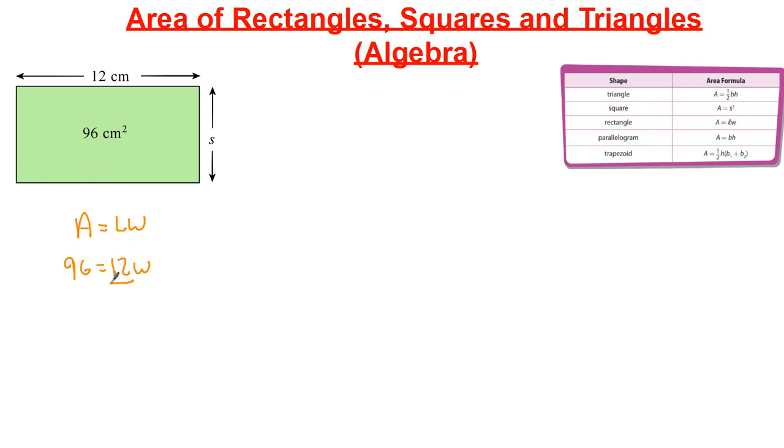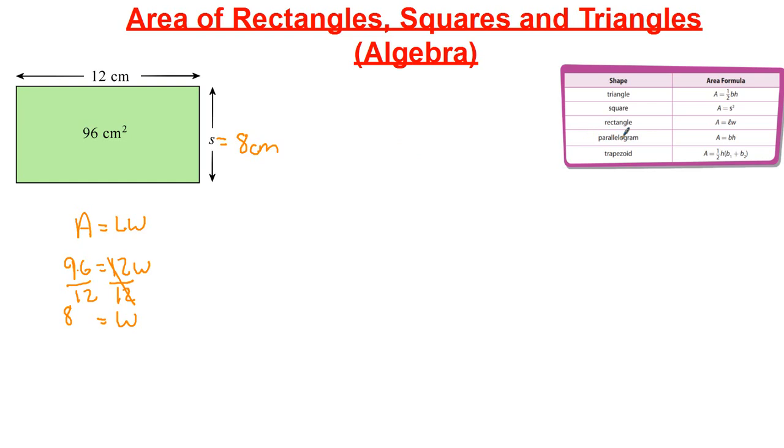That means if I divide by 12, and I divide by 12 to get the W by itself, all I have to do is take 96 and divide it by 12 in order to get my answer. So 96 divided by 12 is going to give me 8. So what is this side equal to? This side is equal to 8 centimeters. And that's how you'll solve things algebraically.